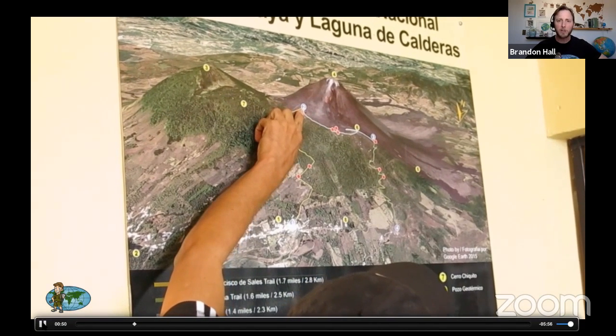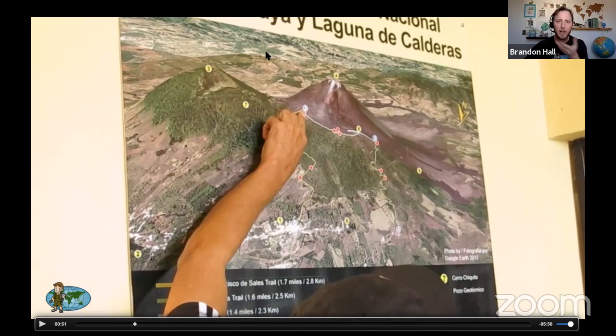Now, when you come here to Guatemala, you'll meet your tour guide, so you can hike up to the volcano with the tour guide. They point out where you're going to hike to. They'll point out safe areas and unsafe areas that we're going to go to.